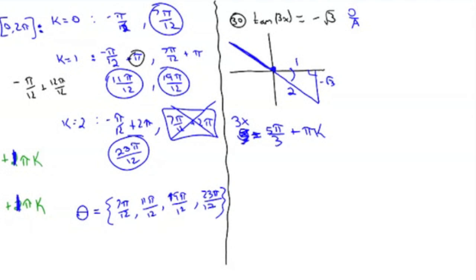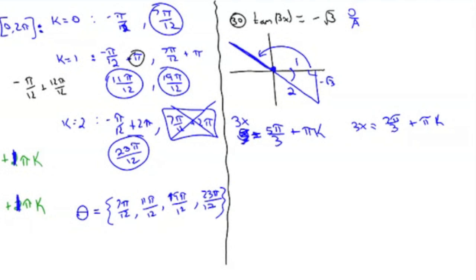All right, the other one is going to be 3x is equal to, that would give me 5 pi over 3 to here. What is this angle? That would be 2 pi over 3. Why is that? Because the reference angle is pi over 3, so it's pi minus pi over 3. 3 parts on the top, back off 1. Plus pi k.